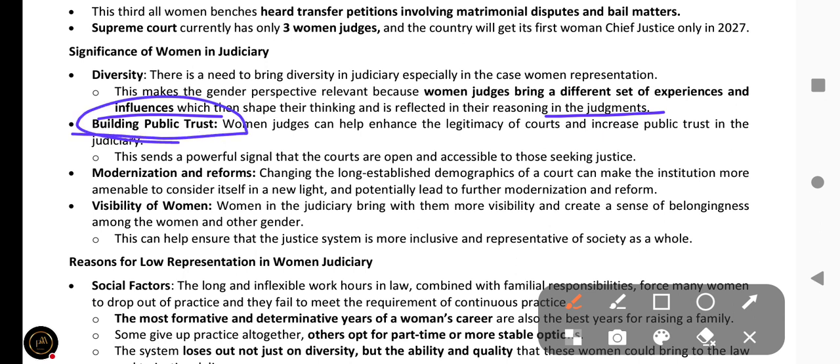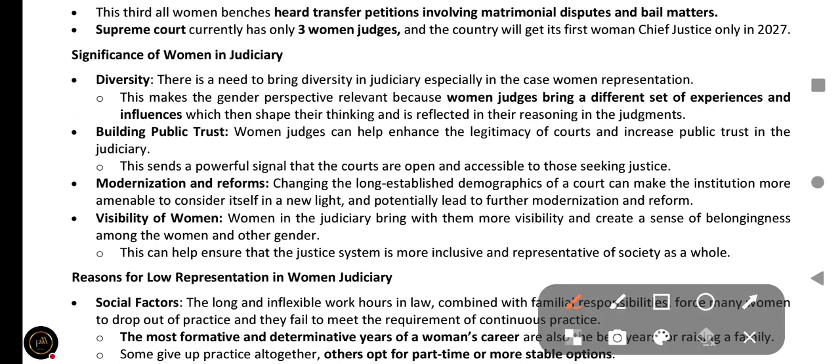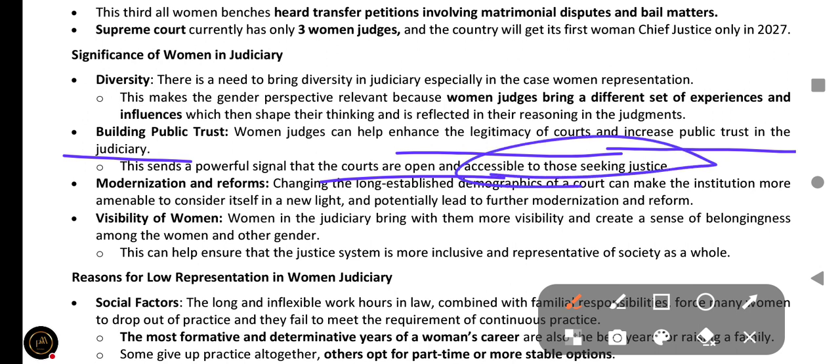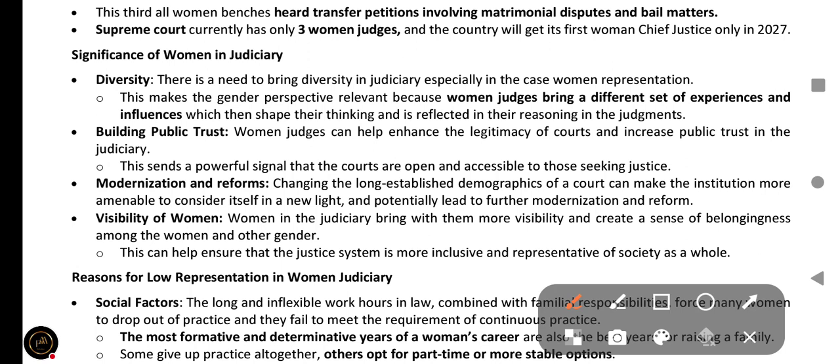Building public trust. Women judges can help enhance the legitimacy of courts and increase public trust in the judiciary. This sends a powerful signal that the courts are open and accessible to those seeking justice. Modernization and reforms. Changing the long established demographics of a court can make the institution more amenable to consider itself in a new light and potentially lead to further modernization and reform.